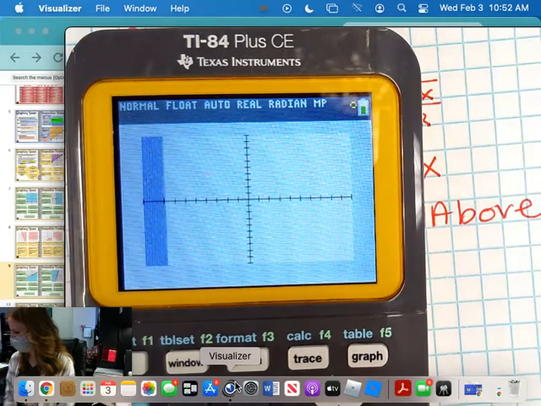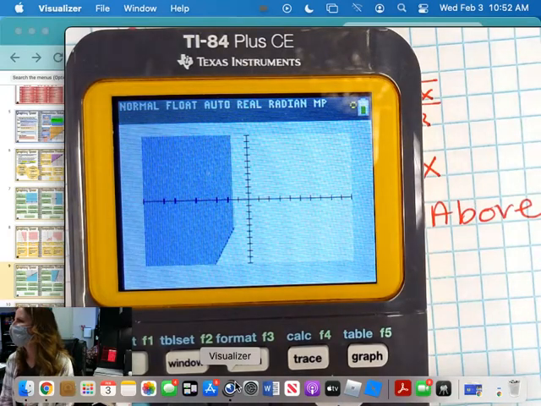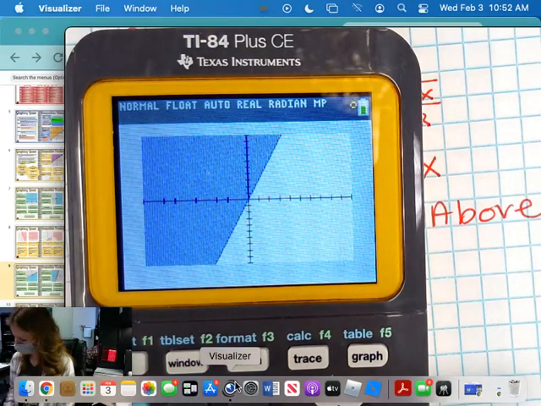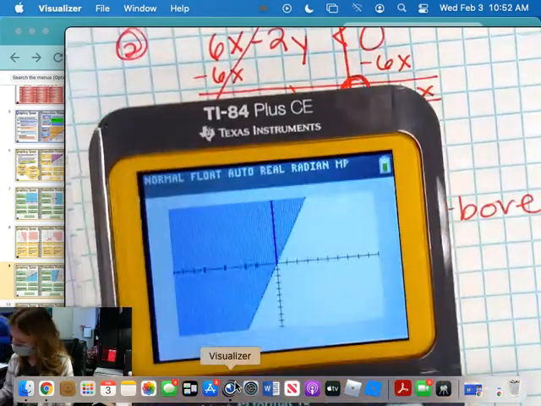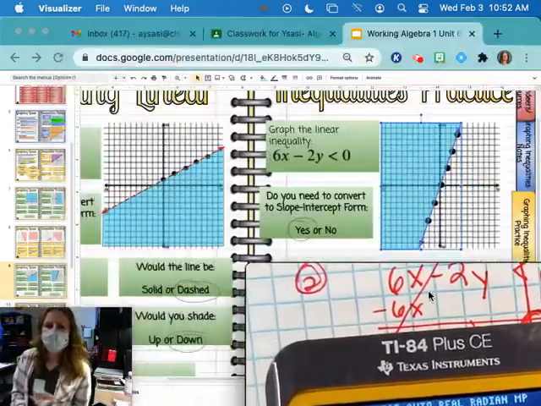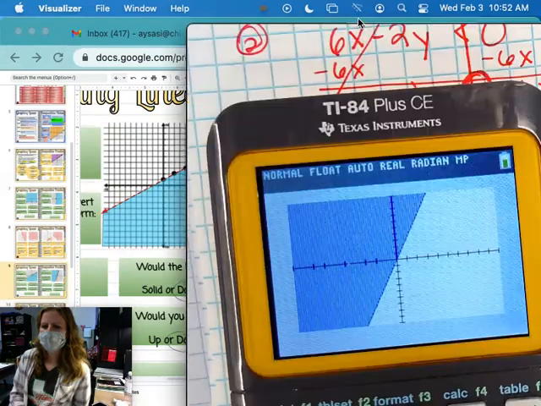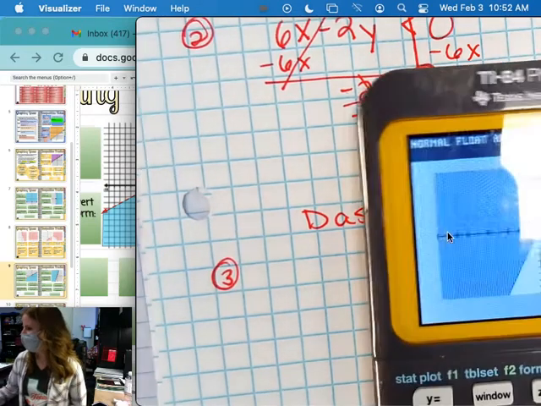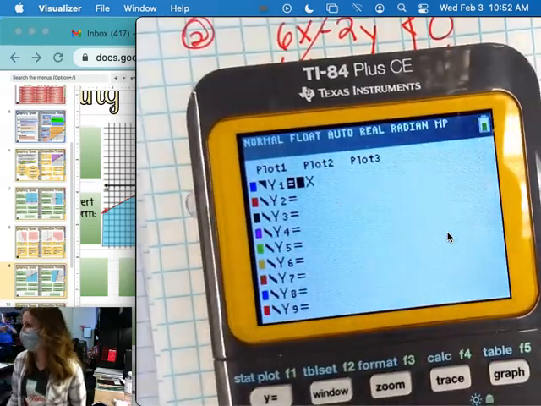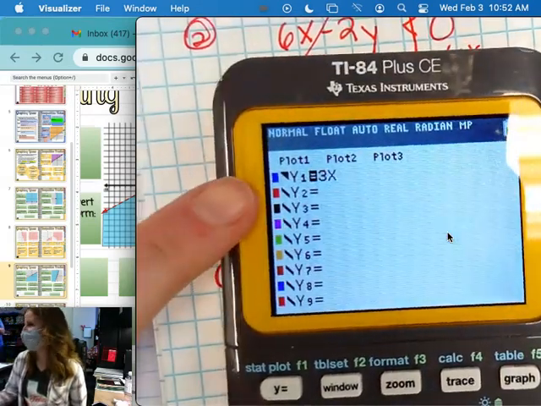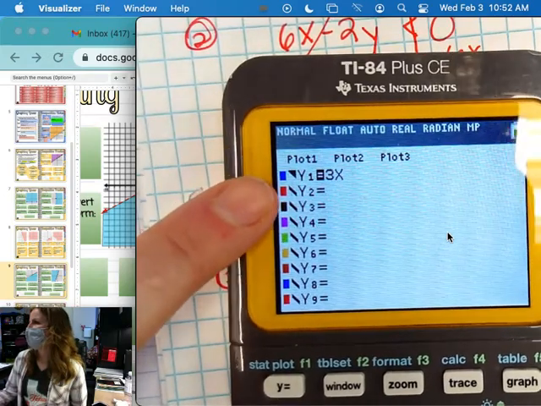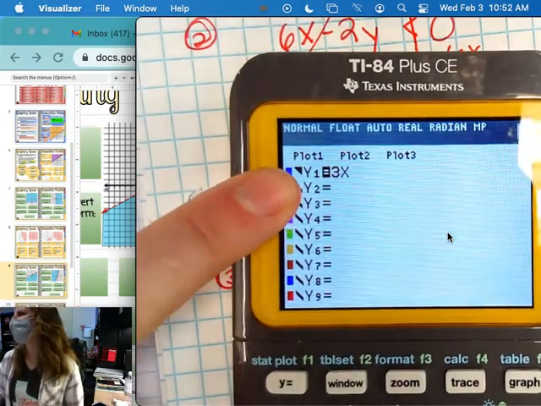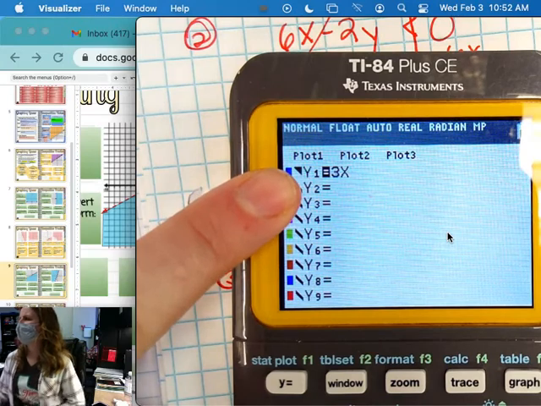And then when you graph it, so then that one looks just like that. So I just put in the 3x and then I changed the color in the little triangle or line to be the above.